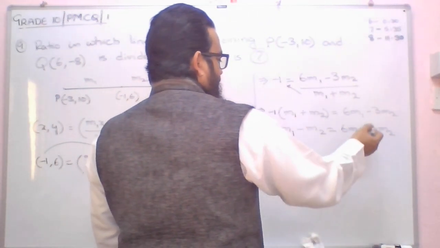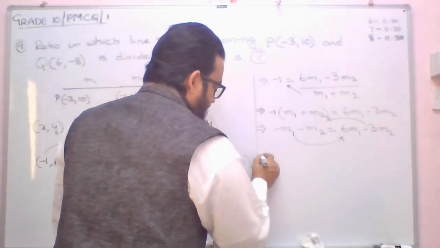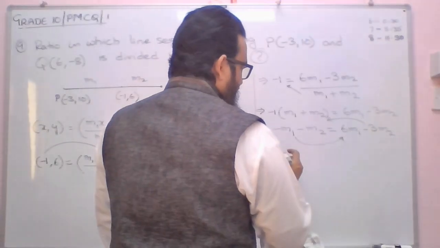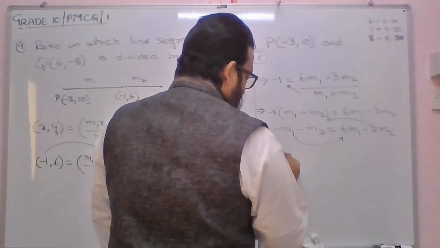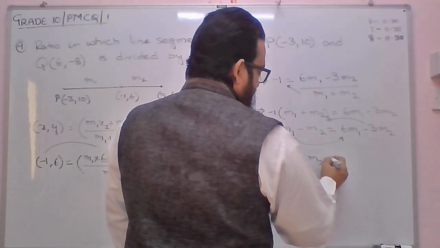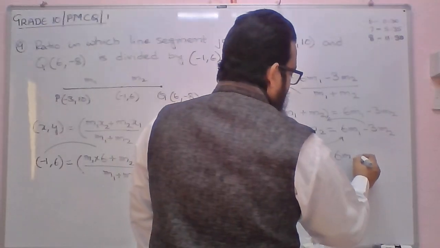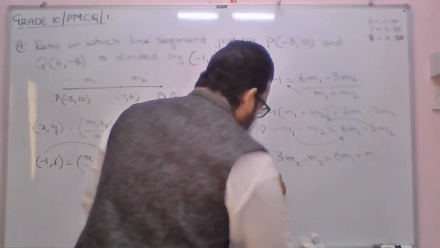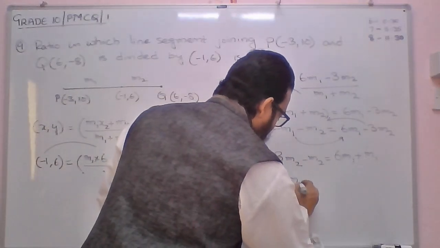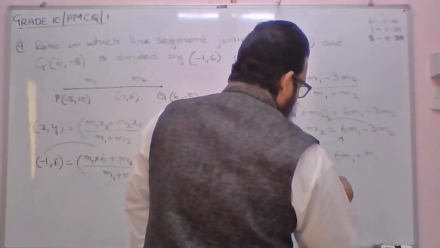So m2 transpose this side and m1 you transpose the other side. So that is equal to -3m2. When it comes to the left hand side, what happens? Plus 3m2. And already you have -m2 equals 6m1, and -m1 when you transpose becomes plus m1. So that implies 3m2 - m2, 2m2, is equal to 6m1 + m1, 7m1.